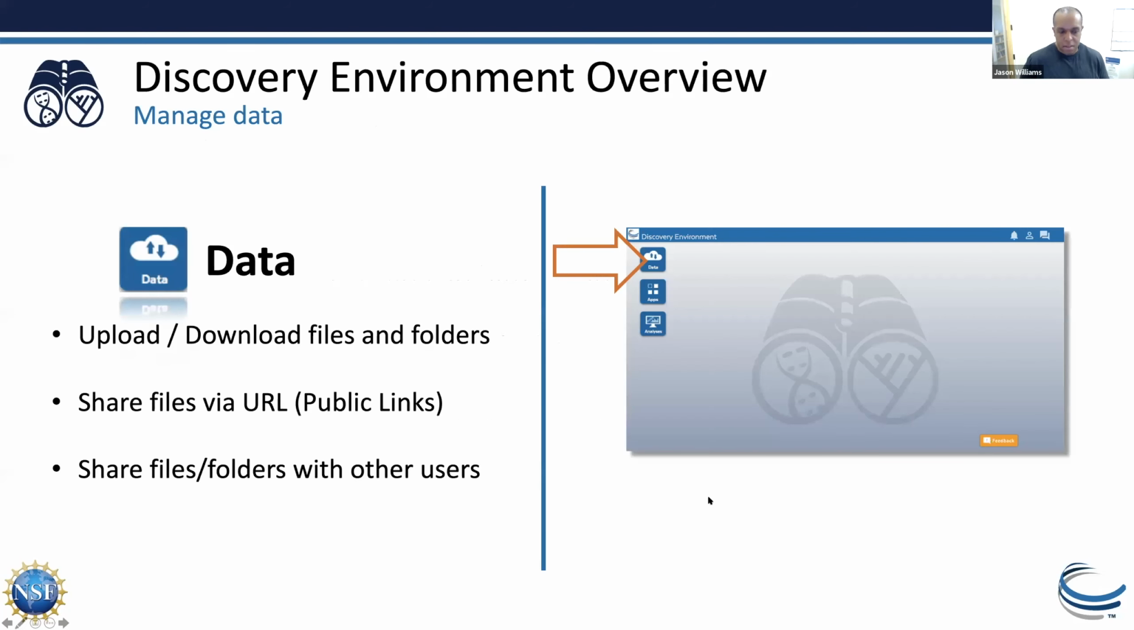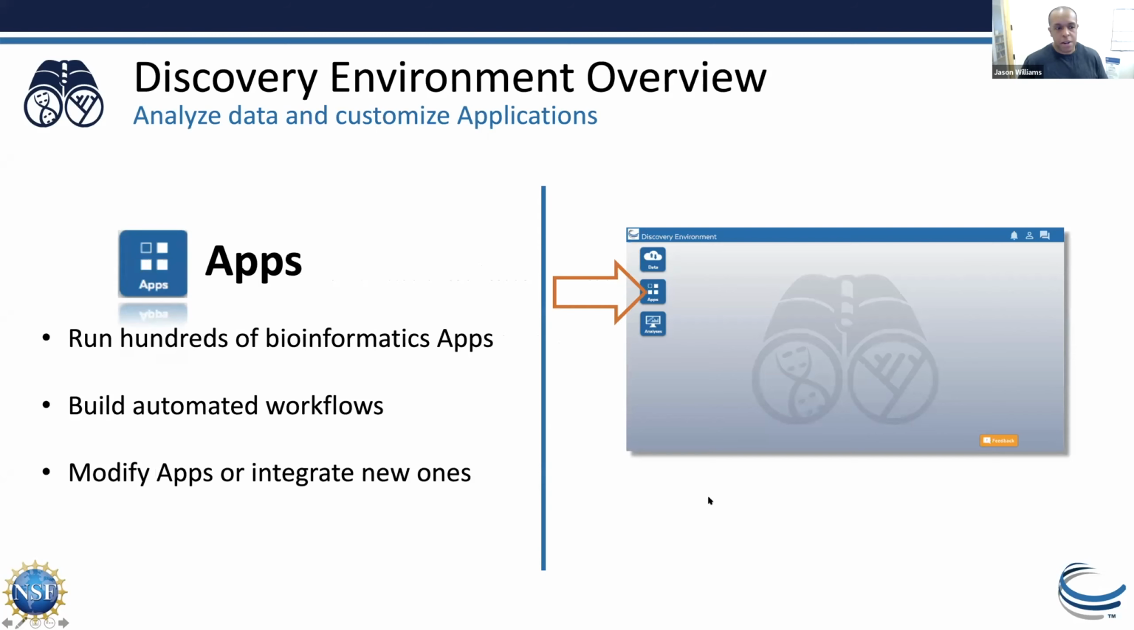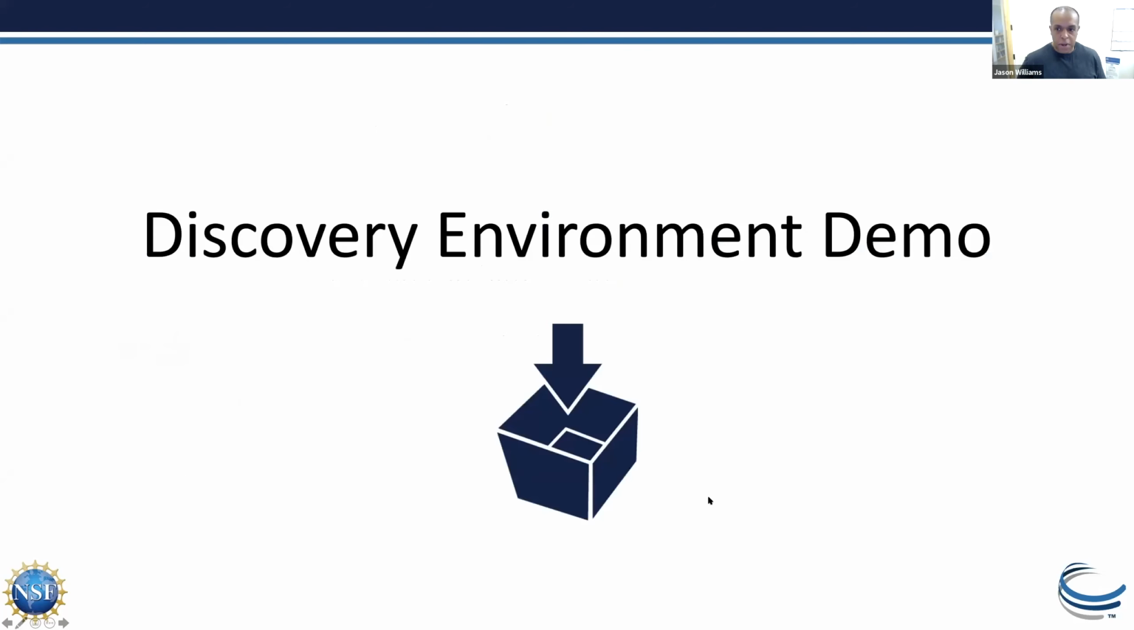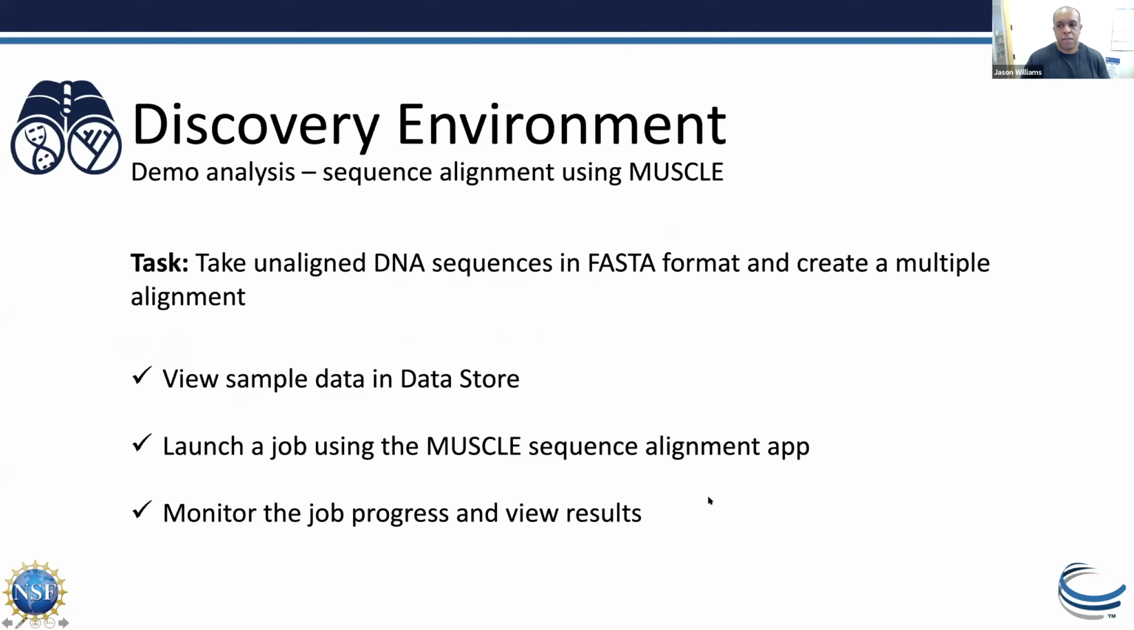We talked about data, so I won't focus there. But now we're going to talk about apps and also analyses. So what we're going to do in this demo is we are going to just do something really quick. We're going to take some unaligned DNA sequences in FASTA format and create a multiple alignment using the MUSCLE application. So just something that won't take a lot of time, but give you an idea of how this could work.